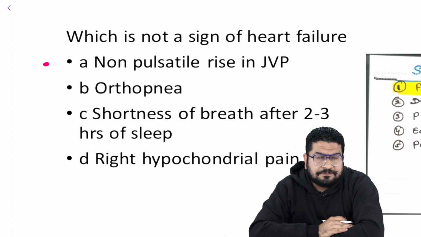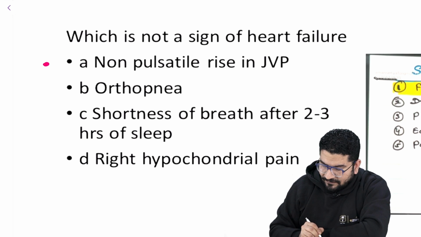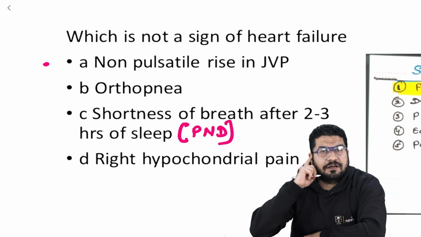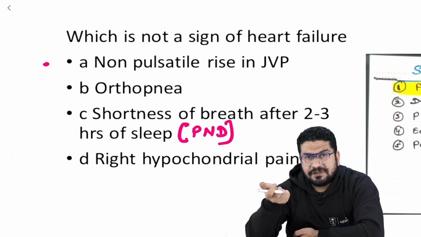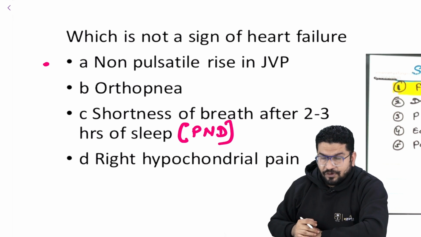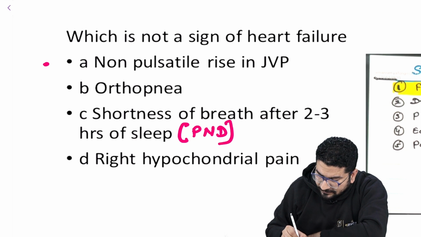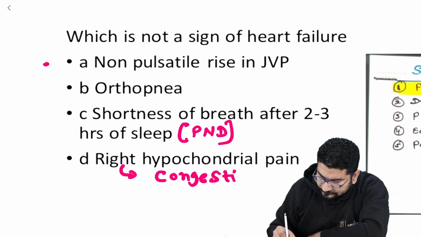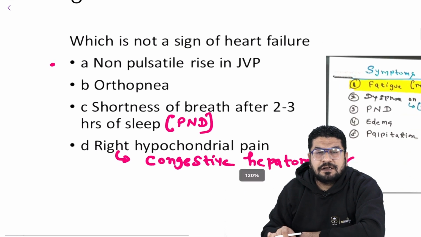Dyspnea, orthopnea, PND. PND means paroxysmal nocturnal dyspnea, shortness of breath after 2-3 hours of sleep. So dyspnea, orthopnea, paroxysmal nocturnal dyspnea, these are the symptoms that patients have. Right hypochondrial pain: some patients have right hypochondrial pain. Why? That is because these patients have congestive hepatomegaly. So there is tender or congestive hepatomegaly that is leading to right hypochondrial pain.